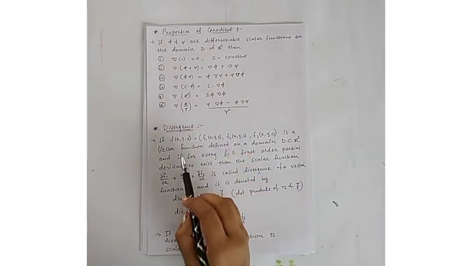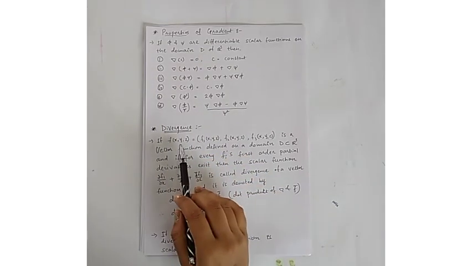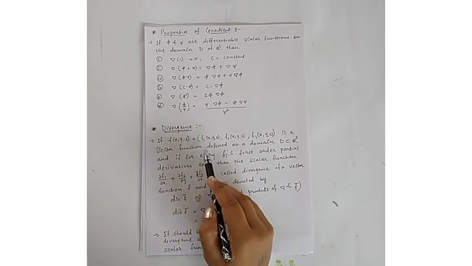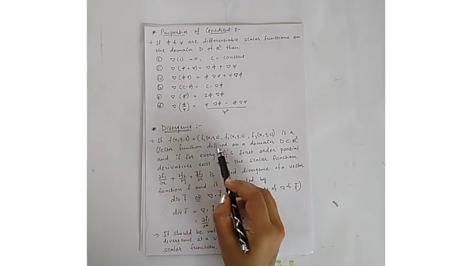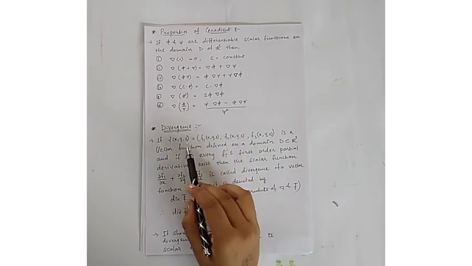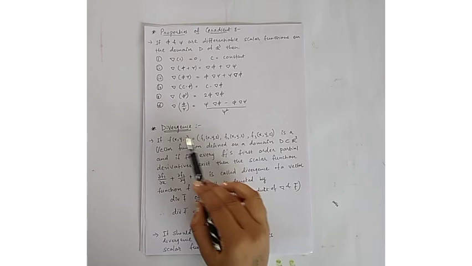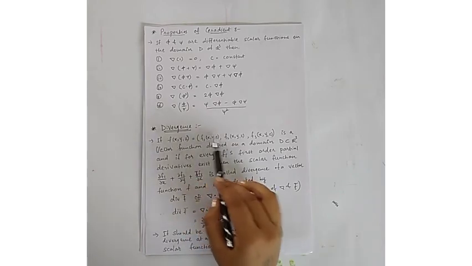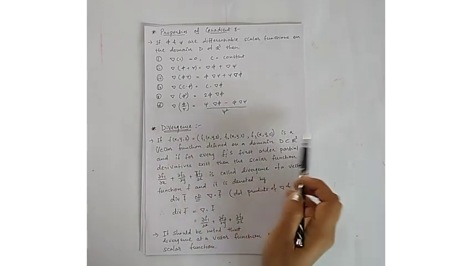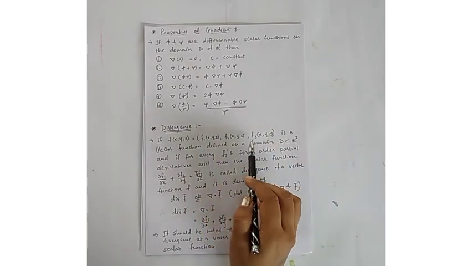Next topic is divergence. So if I have a function f of x, y, z with components which are scalar functions, that is f1, f2, f3. This is my vector function, and each component of this vector function is a scalar function. So f1, f2, f3 are scalar functions.